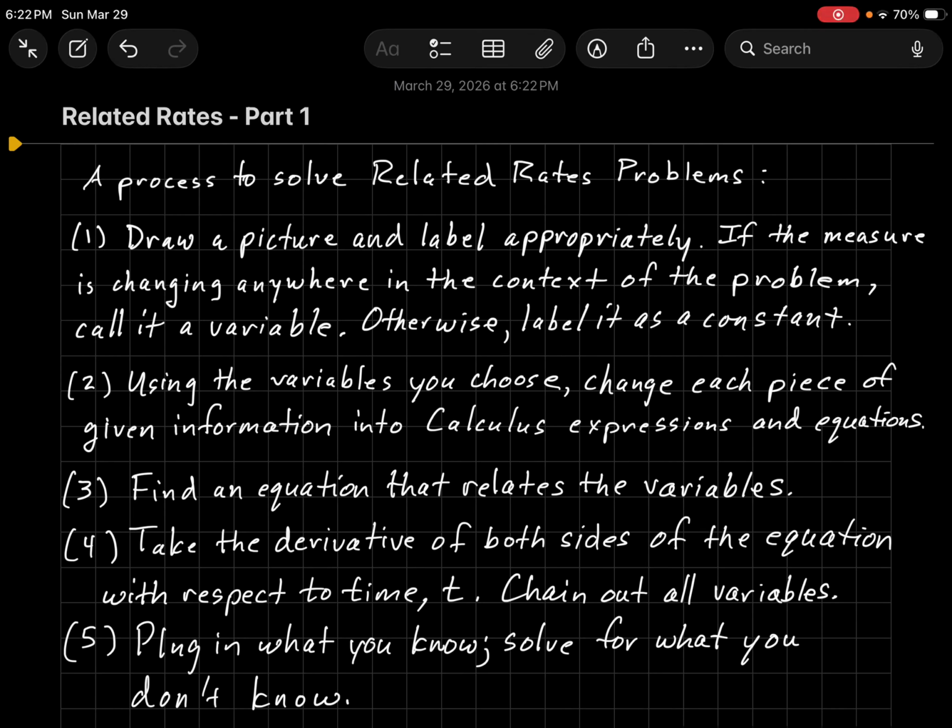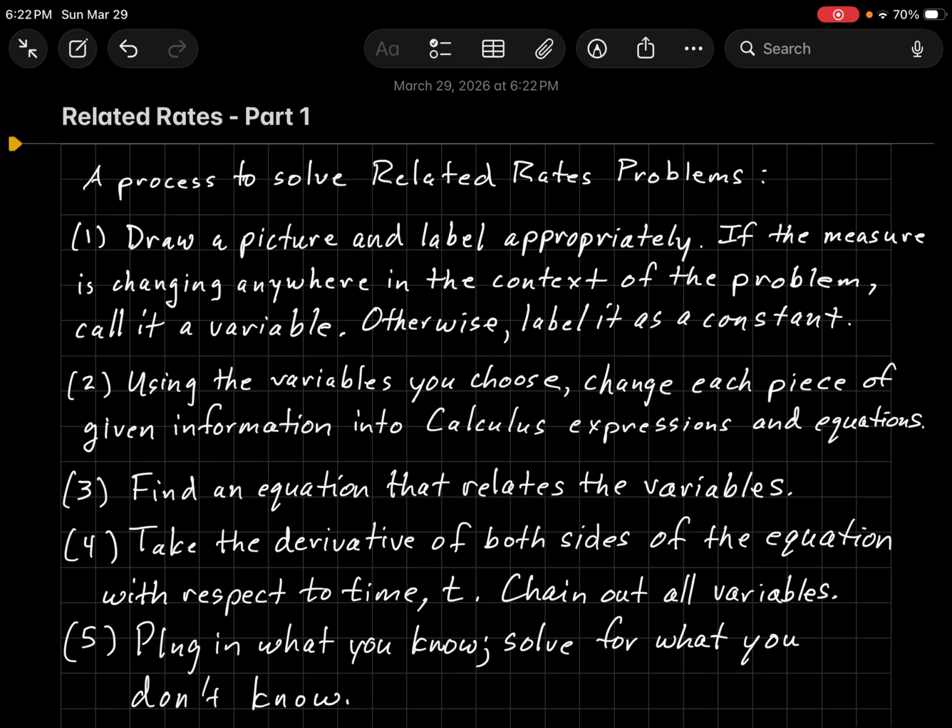Related rates, Part 1. I suggest that you take a picture of the screen or pause the video and copy it down. This is a process that I teach my students to solve related rates problems.